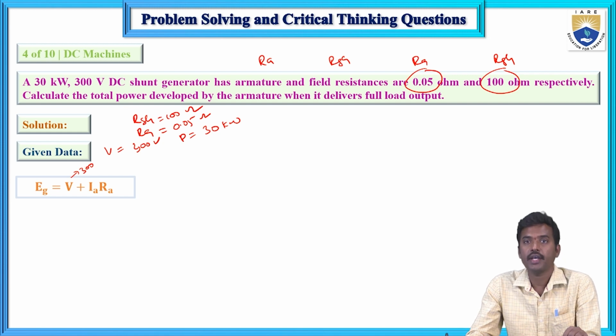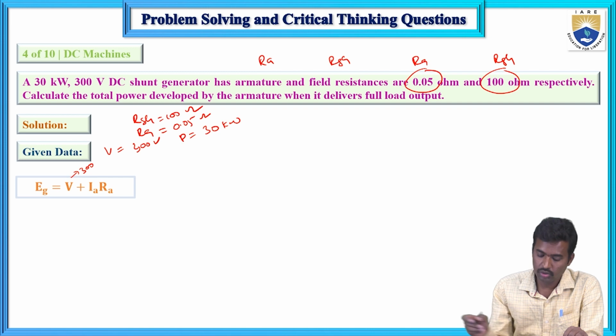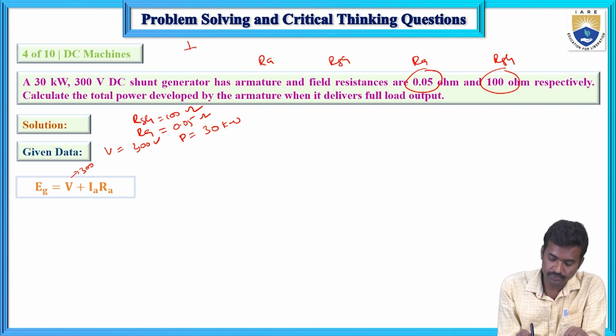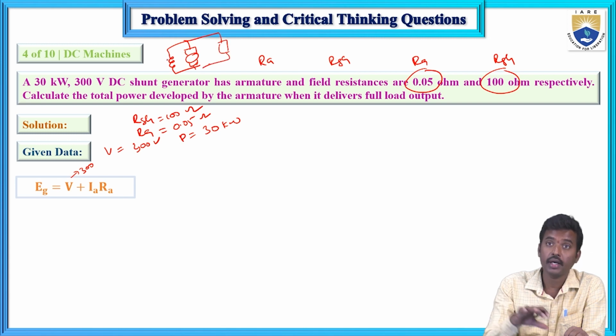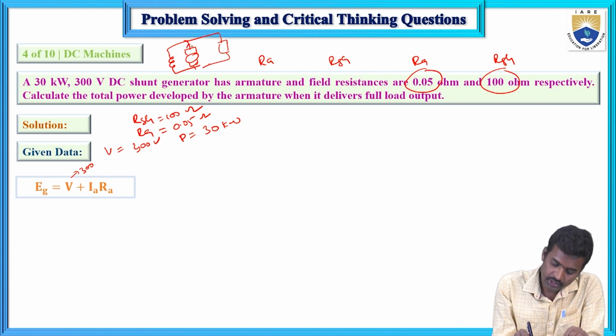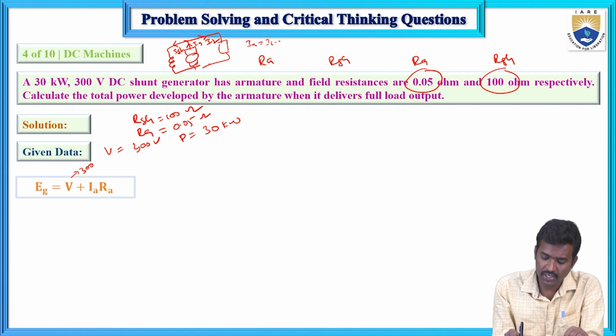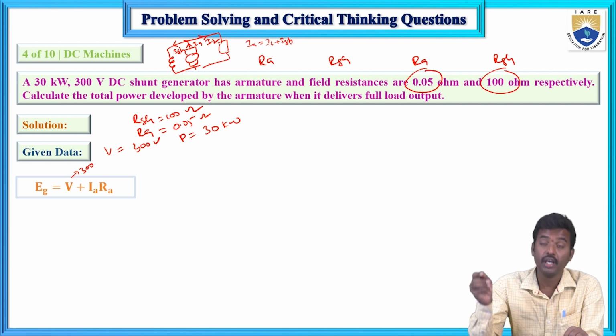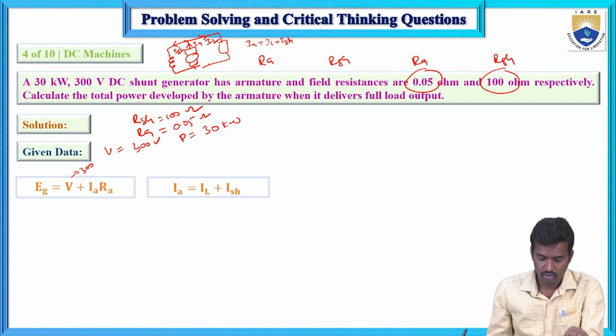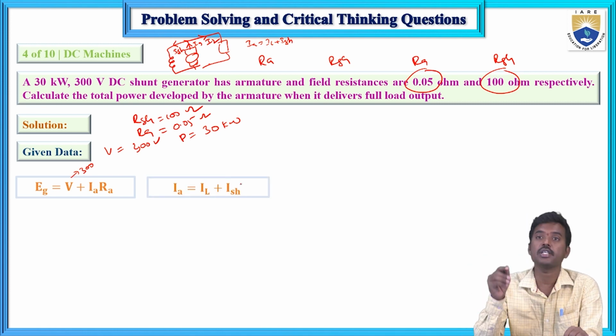And what about Ia? We know the formula for Ia. This is the generator, this is the armature, this is the field, and this one is the load. All are connected in parallel. This is Ia and this is ISH. This one is the IL. Here Ia equals IL plus ISH.